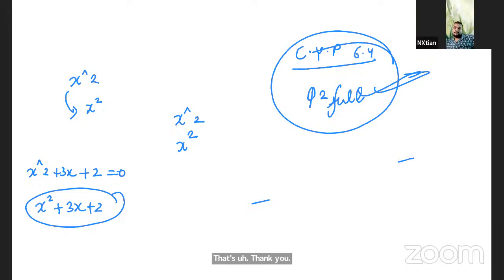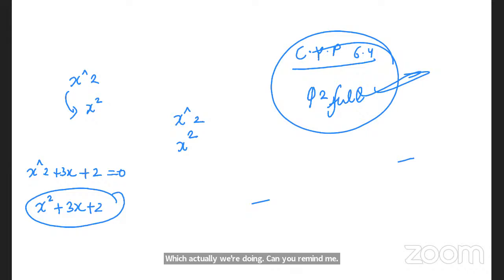Then, guys, you have a 4 minute break, then come back with the science lab. Which chapter were we doing? Can you remind me? I forgot. Classification of elements. Okay, perfect.